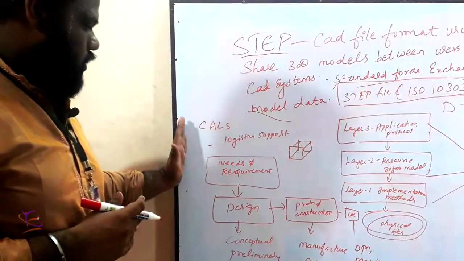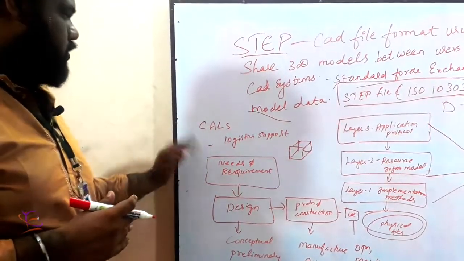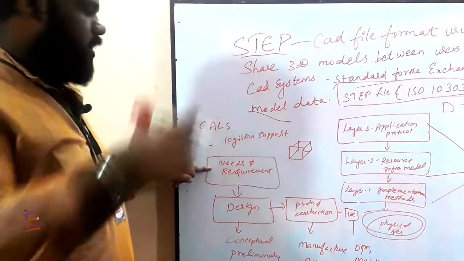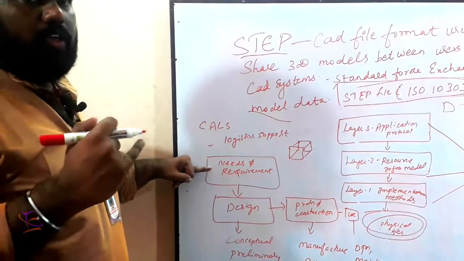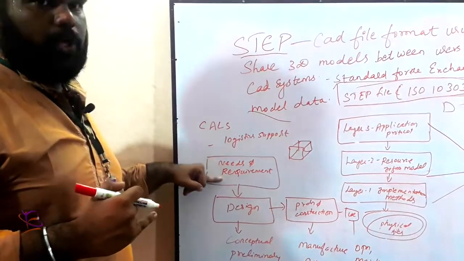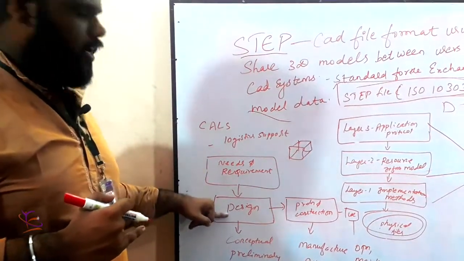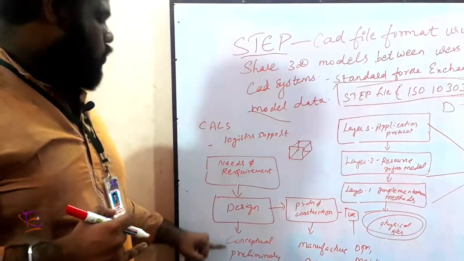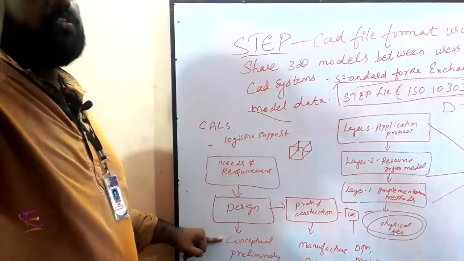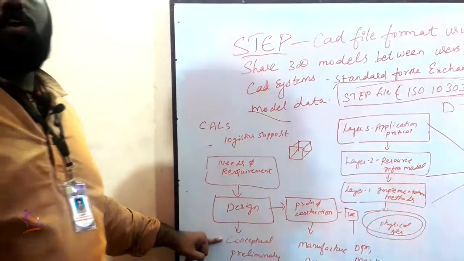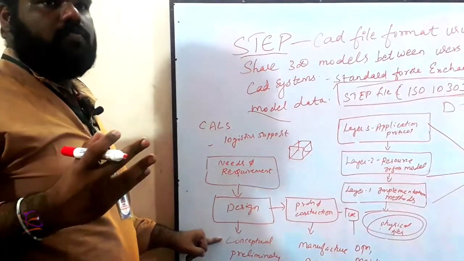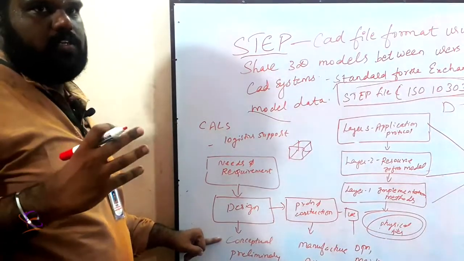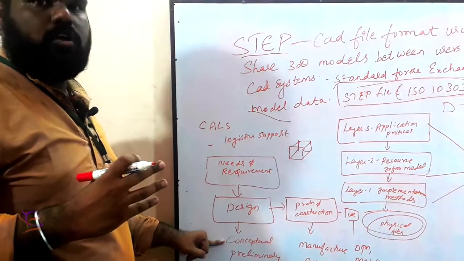Now we'll look at the data for it. First is needs and requirement: why, what's the purpose? Then it goes to product design. In design, we have conceptual design, preliminary design, and detailed design. What is conceptual design? We have to design something, we have to manufacture something, and we say, I have a concept. That is a conceptual design.